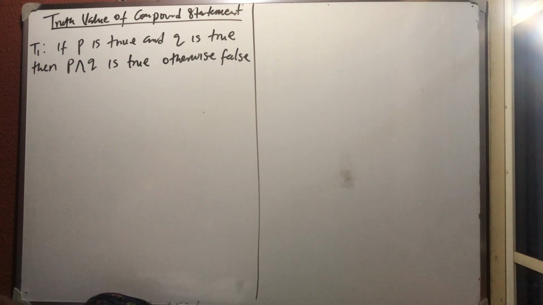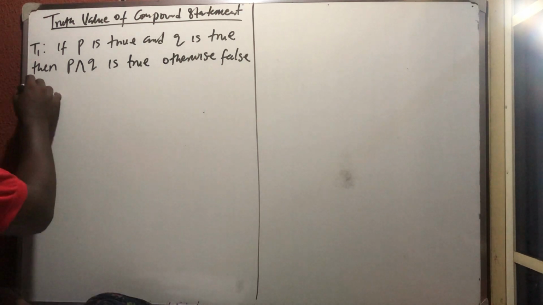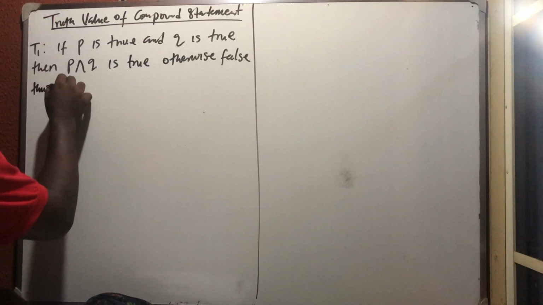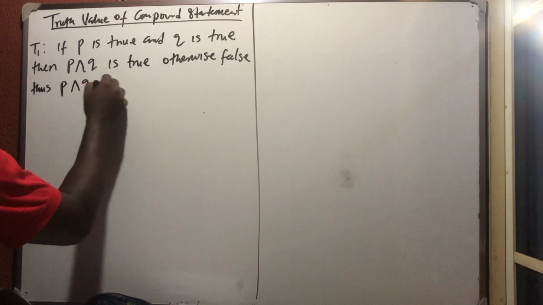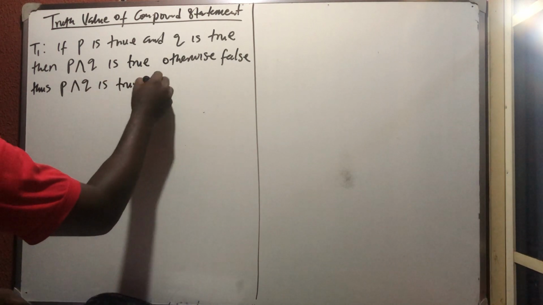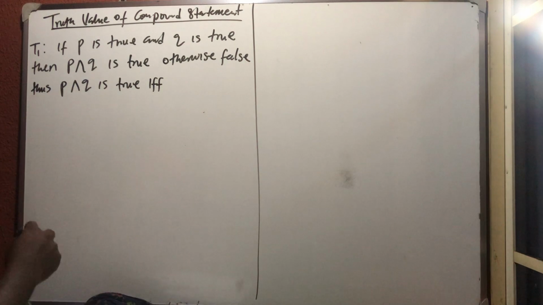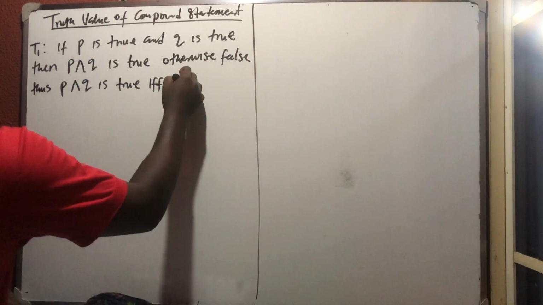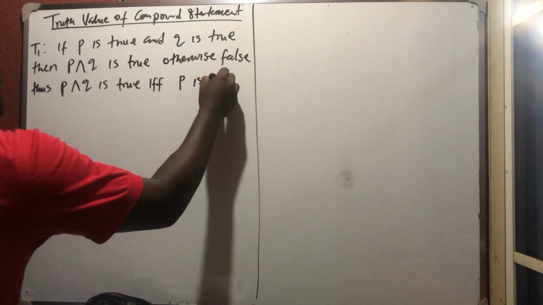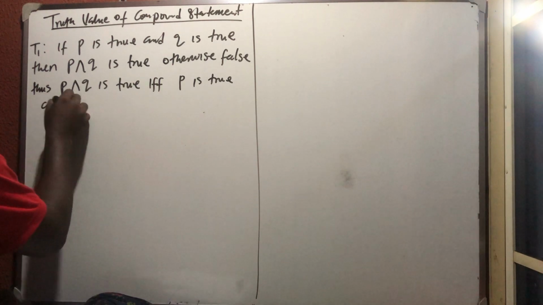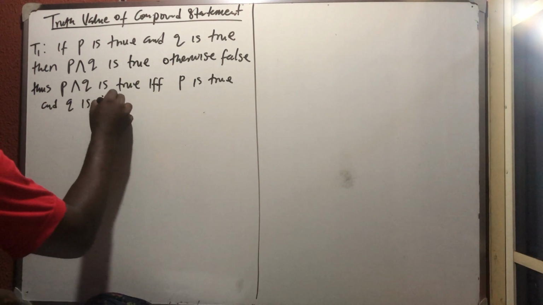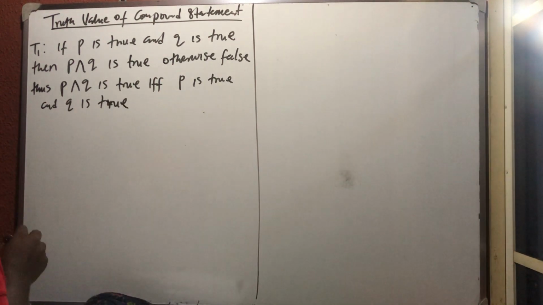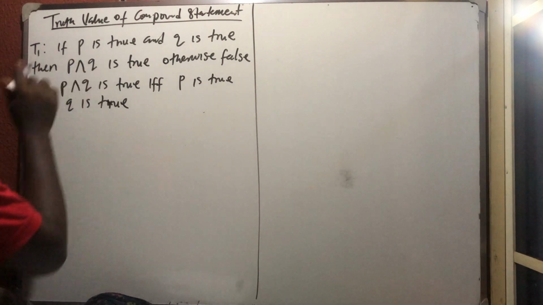So thus P and Q is true if and only if, where iff means if and only if, P is true and Q is true. That is the only condition that will make these two true.